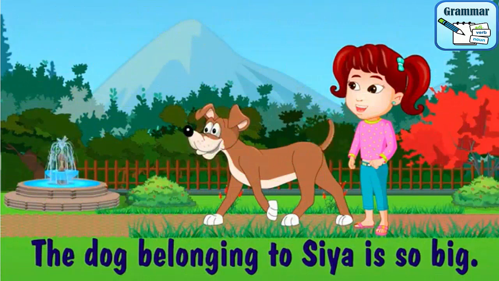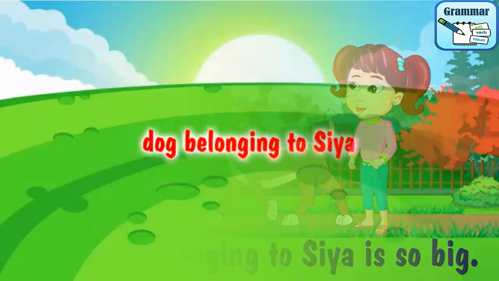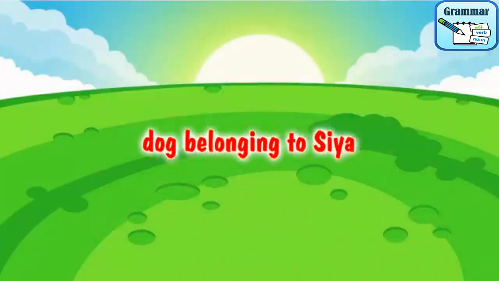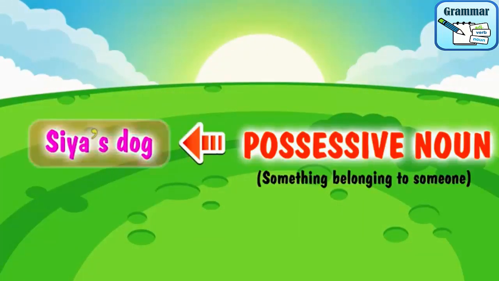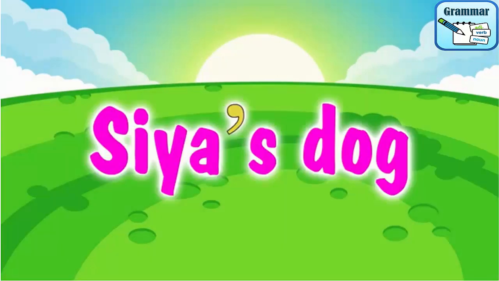Look at this picture. The dog belonging to Sia is so big. Instead of saying dog belonging to Sia, we can say Sia's dog. This form of noun is called possessive noun, as it shows something belonging to someone. A possessive noun always comes before the noun that belongs to it.